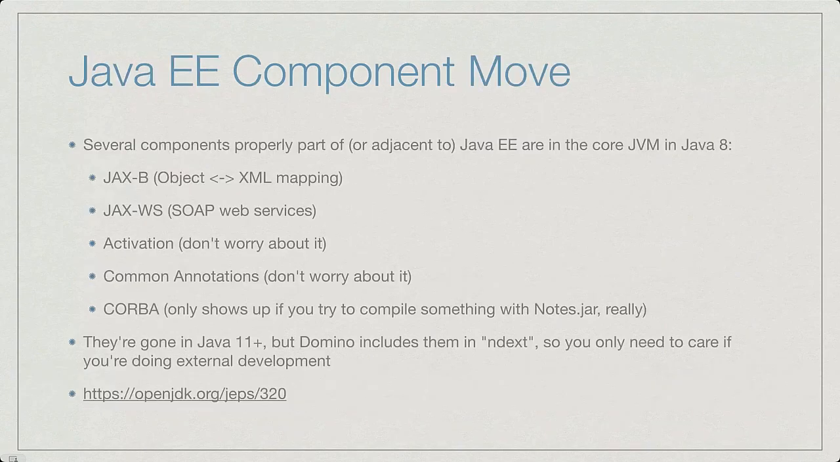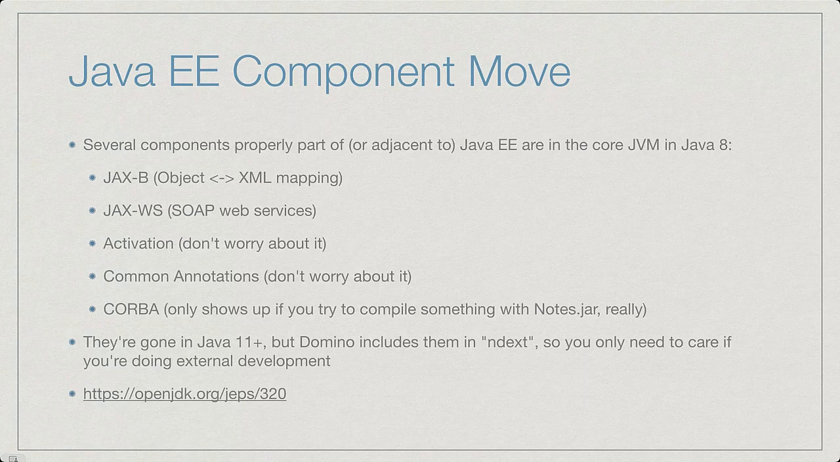And finally is the Java EE component move. So up through Java 8 and to a lesser extent up through Java 10, there were various components that were properly part of Java EE that were in the core JVM and are no longer there. This is done for various reasons, all generally good. Part of it is that if Oracle donates Java EE to Eclipse, you can't very well have Eclipse manage the core JVM anymore. So you had to get that stuff out of there.